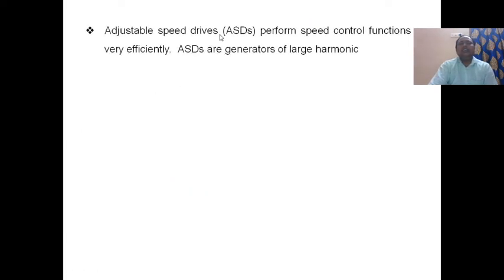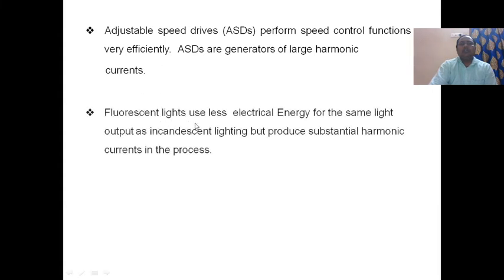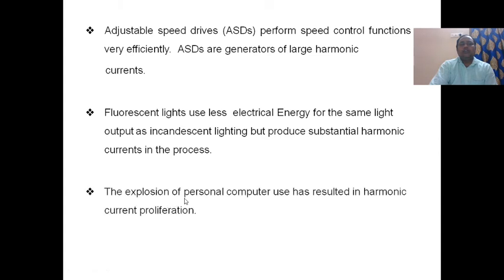Adjustable speed drives, that is ASDs, perform speed control functions very efficiently. ASDs generate large harmonics because sudden changes in the frequency cause harmonic currents. Fluorescent lights use less electric energy for the same light output as an incandescent light bulb, but produce substantial harmonic currents in the process. The explosion of personal computer use has resulted in harmonic current proliferation.